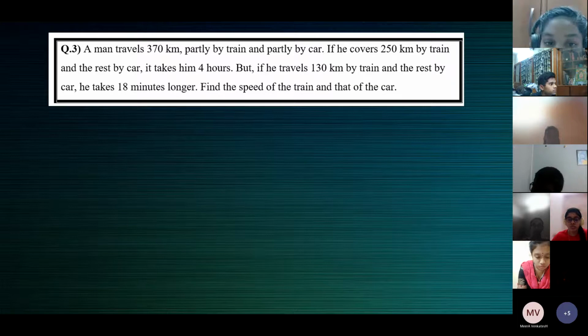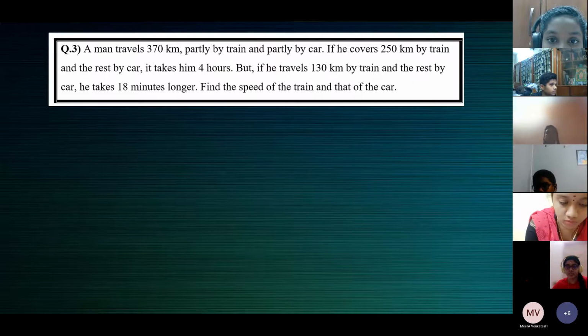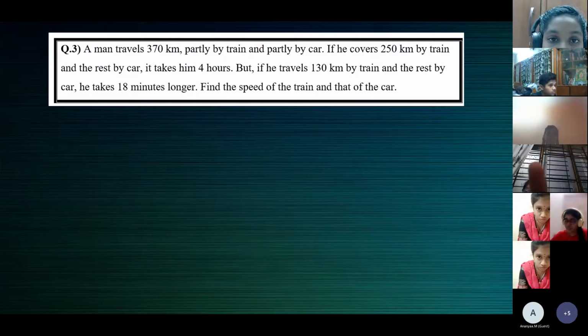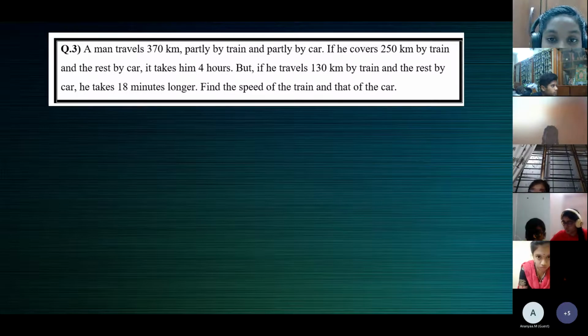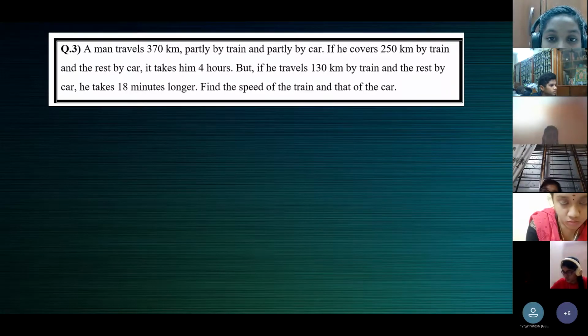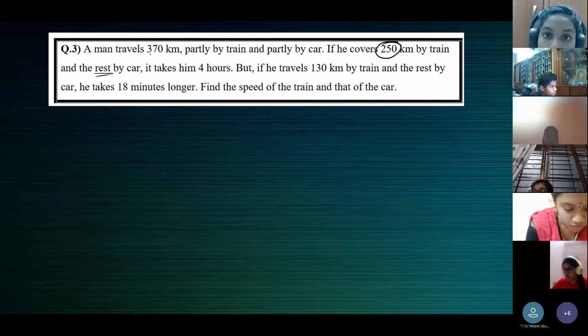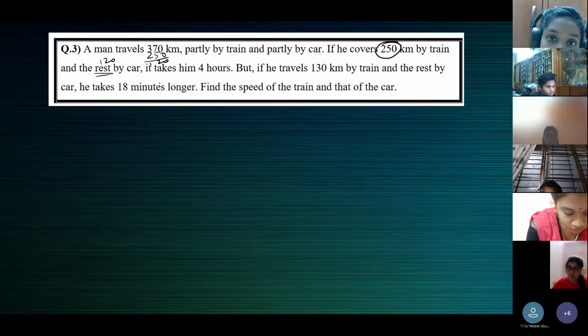120. Because totally 370. For covering 370 kilometers, he uses two modes of transportation: one by car, then by train and then car. If he covers 250 kilometers by train, so by train 250. In one case, he covers 250 by train and the rest by car. The rest is 370 minus 250, 120. 120 by car. It takes him 4 hours.